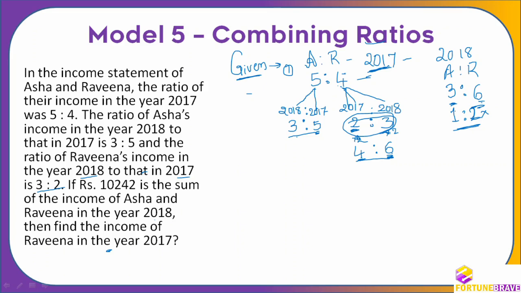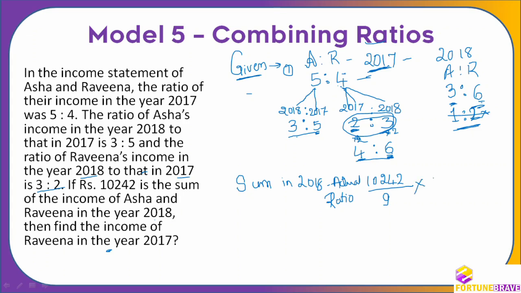Now what they say: the sum of income of Asha and Ravina in 2018. This is the sum in 2018, and the actual is 10242. And what is the ratio, my dear friend? The ratio is 6 plus 3, 9. I am not taking this also. Why? Because then I will not be able to connect. So we have only one ratio value for all of them. So 9 into what do I need?